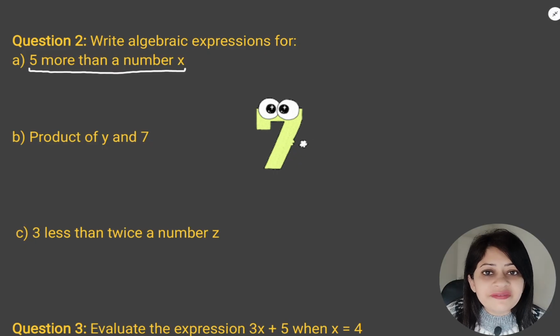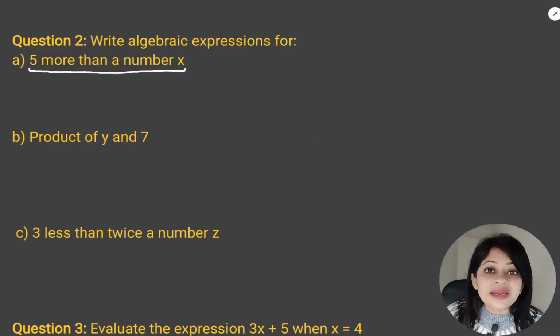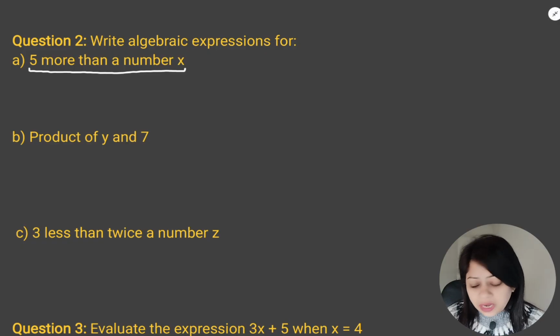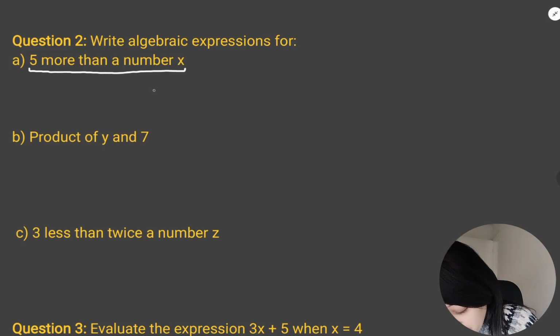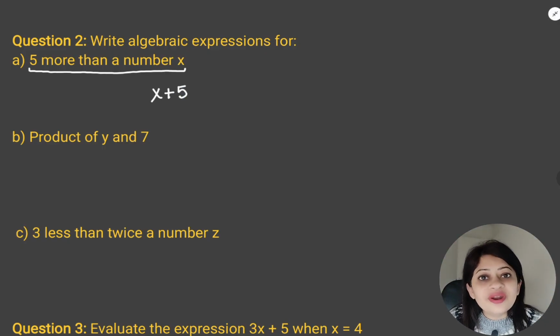So you will get 7, right? 5 plus 2 is 7. What did you do for more? You added. Likewise here as well. 5 more than x, so that is x plus 5. Because for more than we add, for less than we subtract, right?